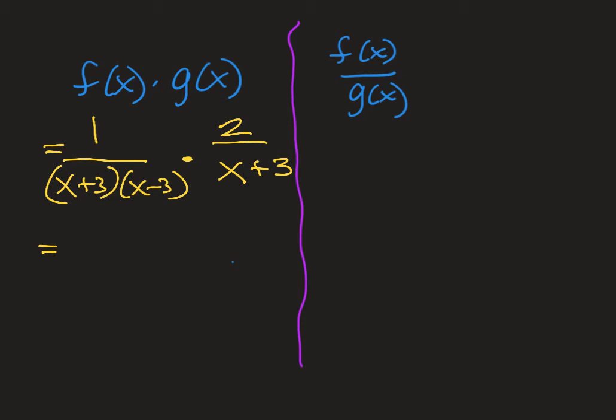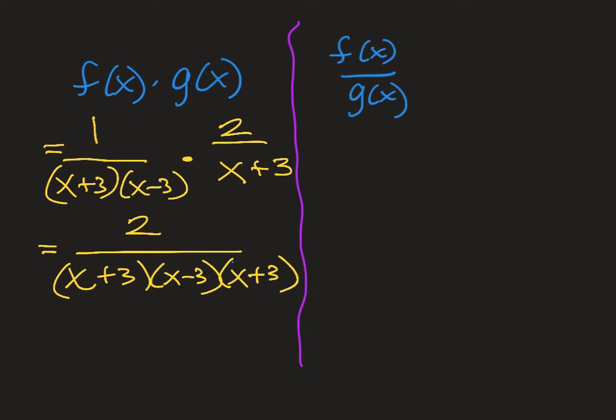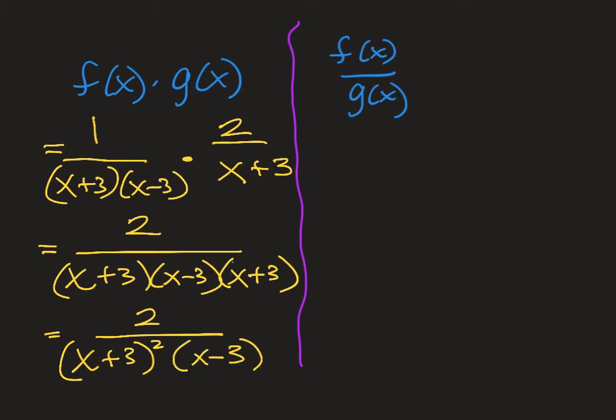So I just have to multiply across and get a 2 over, there's a couple ways I could write this. You could write this and just write all three out. Or you could also do this. You could write it as 2 over, and since you have two identical factors of x plus 3, you could write that as a quantity squared. Either one would be okay. And there we go. That is the simplified version of f of x times g of x.